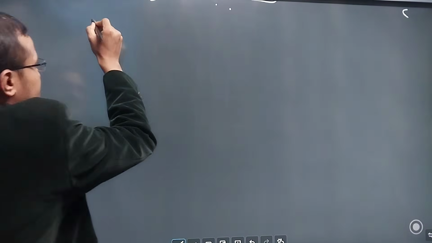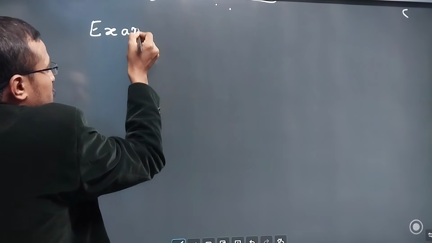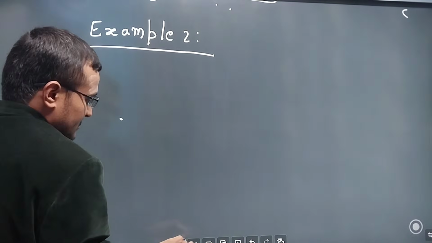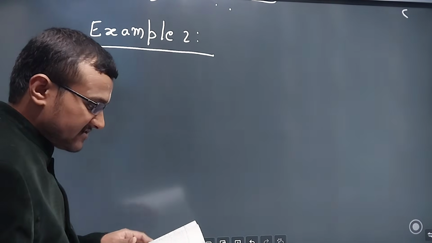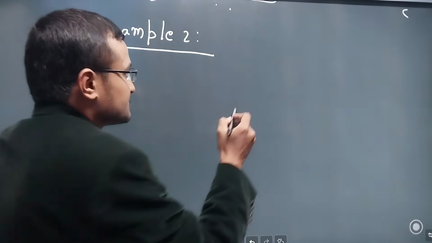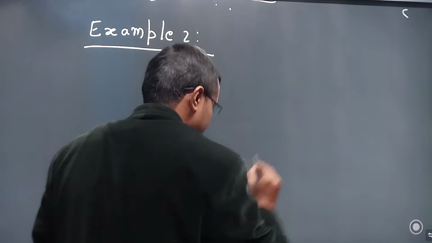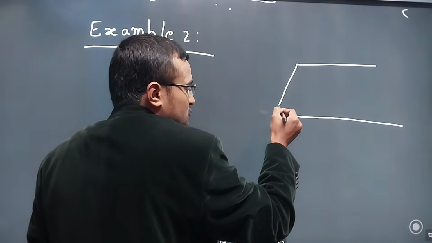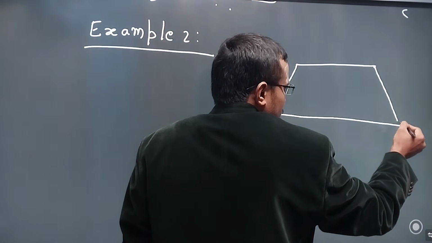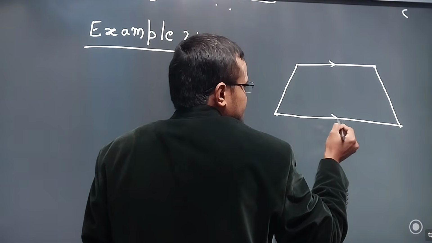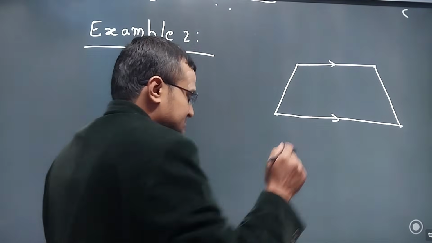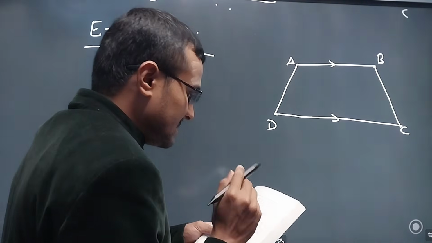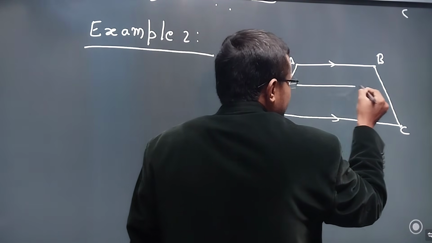Now we will move to the next example, that is example 2. In example 2 also you need to use theorem 6.1 and theorem 6.2. In example 2 they have given a trapezium. In this trapezium, two sides will be parallel to each other. Here this side and this side are parallel to each other, and there are two non-parallel sides like this. This is a quadrilateral named ABCD, and a line is drawn parallel to DC like this.